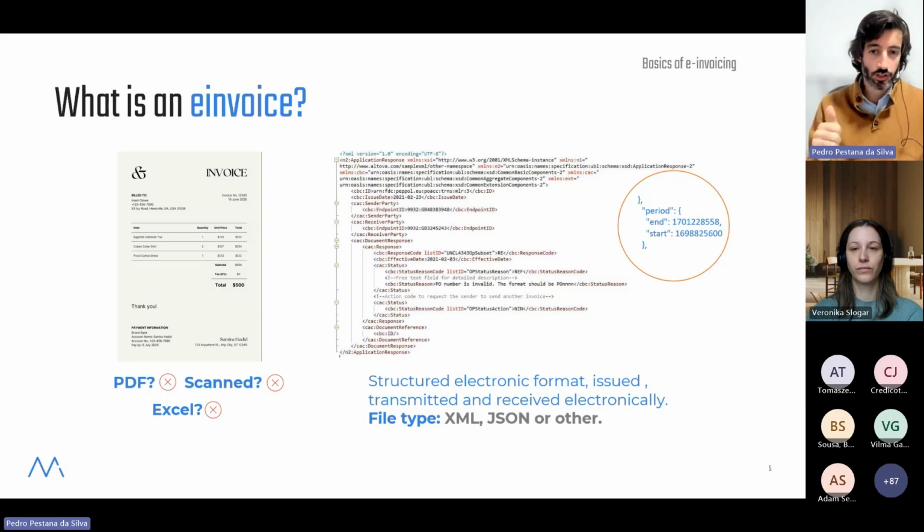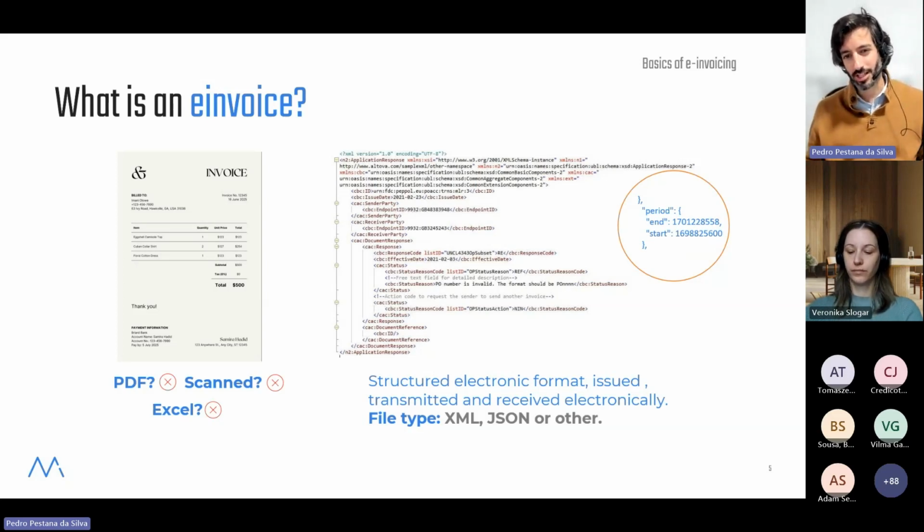PDF documents are not an e-invoice. Scanned documents of a paper invoice, although they are electronically stored, they're not an e-invoice. An Excel file with the format of an invoice is not an e-invoice. For an e-invoice to be considered as such, it needs to be a structured message that is automatically produced by a machine, automatically sent, and automatically processed.